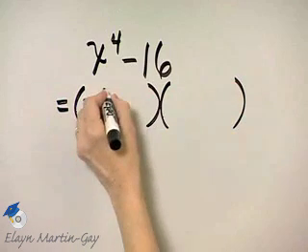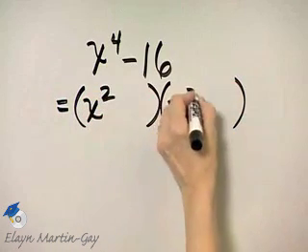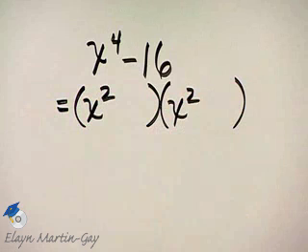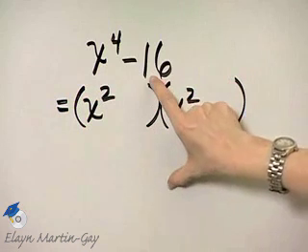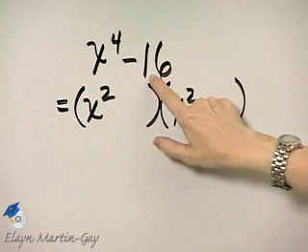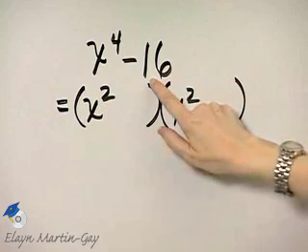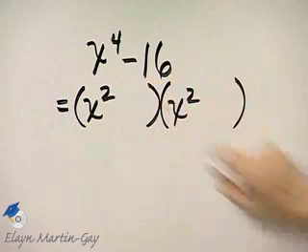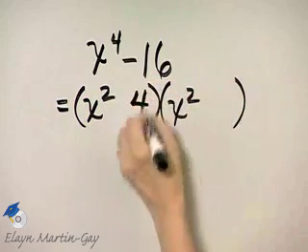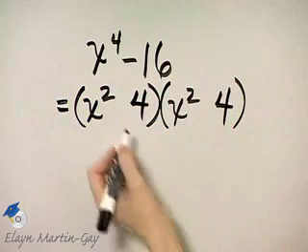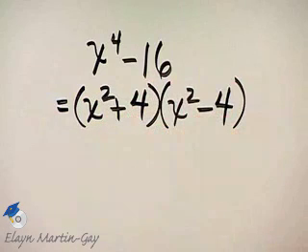I know x squared times x squared gives me x to the 4th. And by the way, if you want to take that intermediate step and write 16 as 4 squared, you can, but I know a 4 goes here and a 4 here and a plus and a minus.